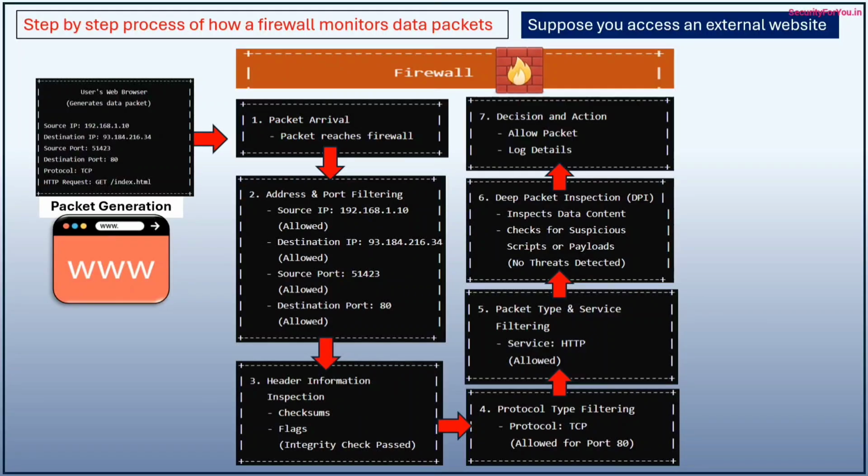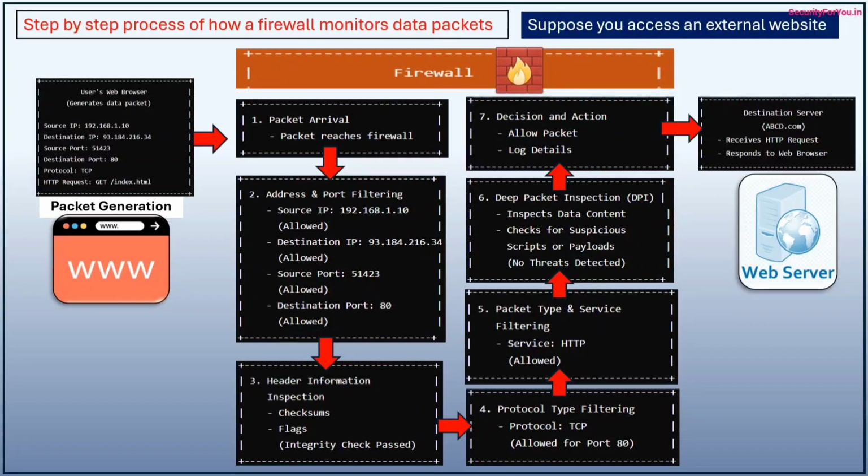And the last is the decision and action. Allow or block based on the cumulative inspection results. The firewall decides whether to allow or block the packet. If the packet meets all security criteria, it is allowed to pass through to the destination, right? And the firewall logs the packet's details and any actions taken.